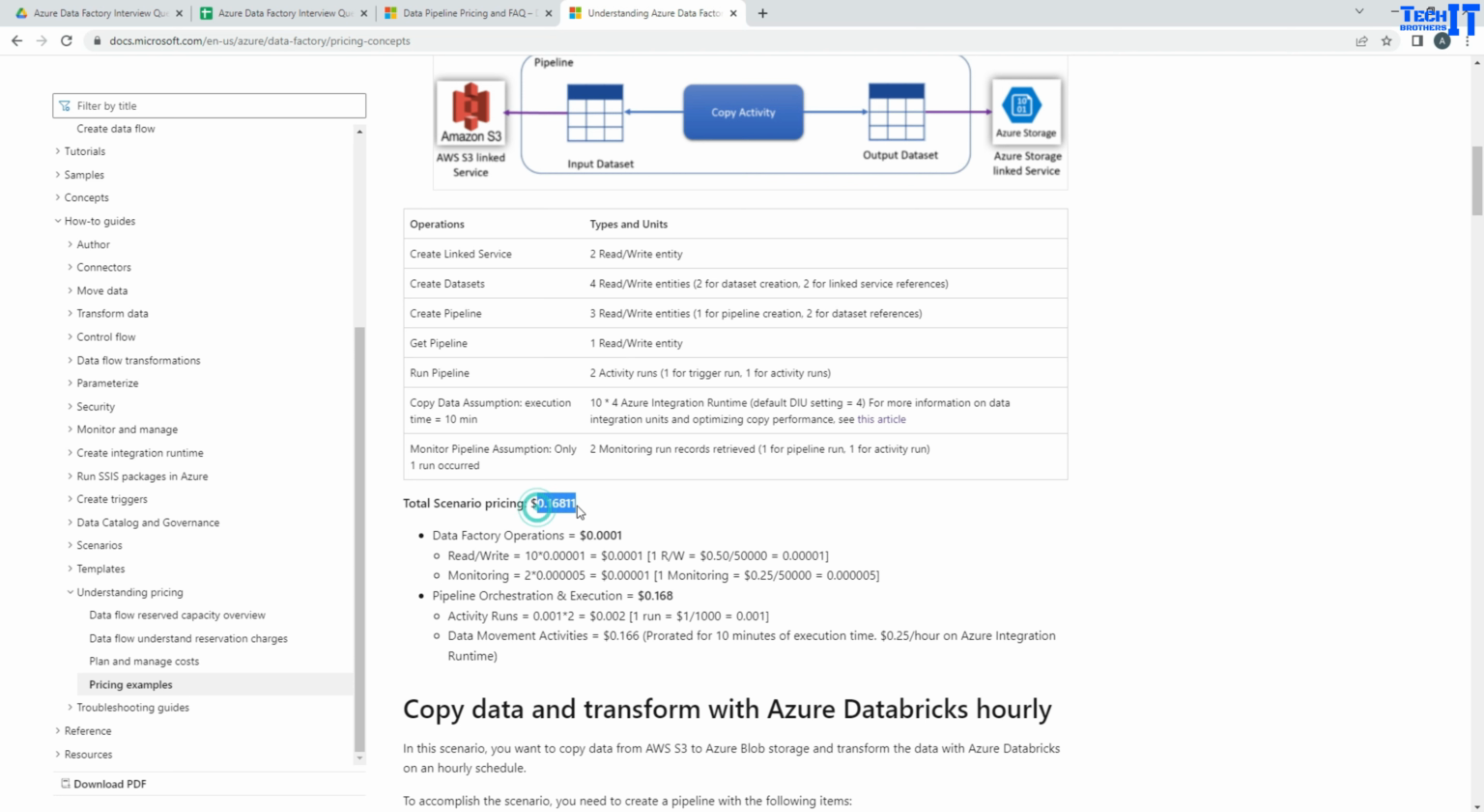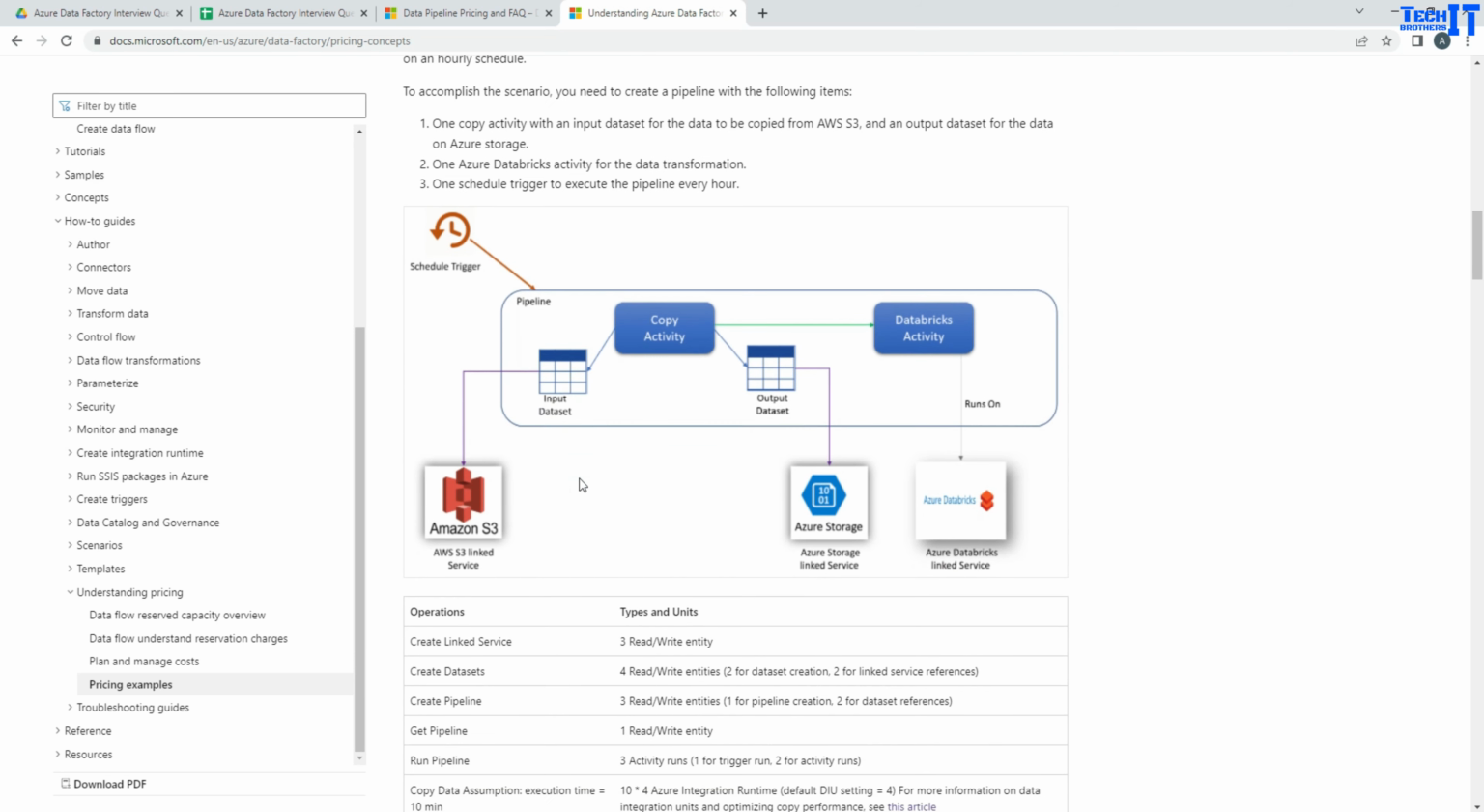And now, adding that all up, that will add to $0.1681. So if your copy activity is reading the data from S3 and writing to the Azure Blob Storage, and it runs for 10 minutes, the total price you are going to pay is 0.1681. This is 0.17 dollars, or 17 cents. Okay, let's go further, a little more detail.